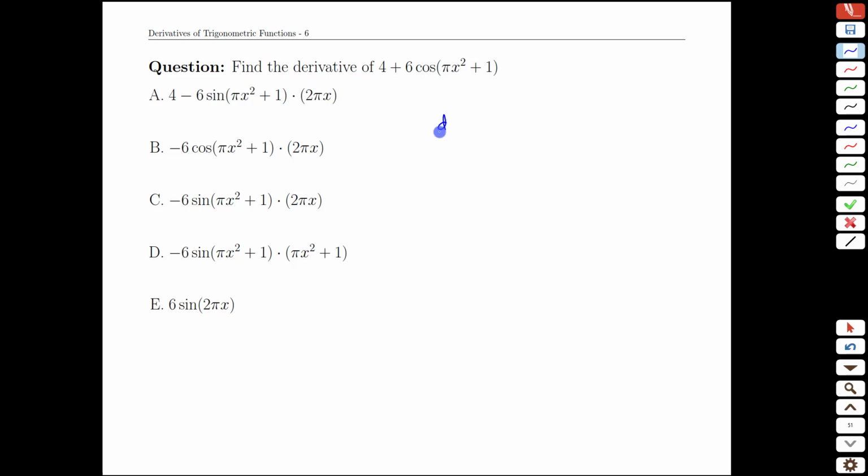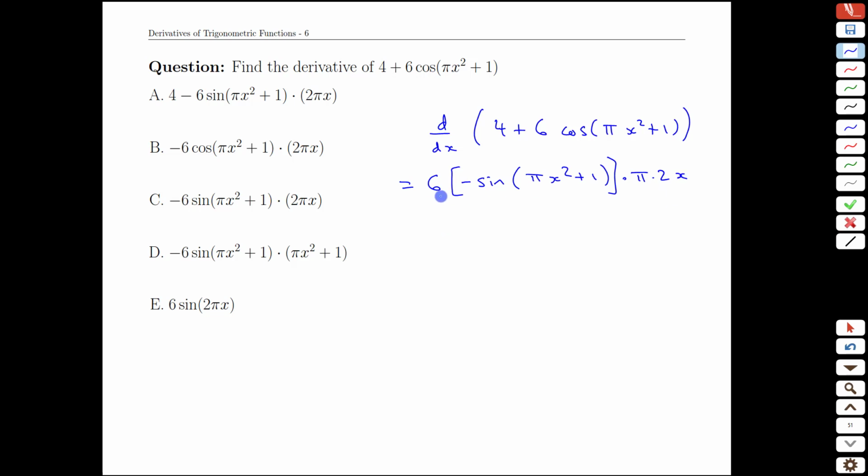All right, the derivative of 4 plus 6 cosine of pi x squared plus 1 is going to be, derivative of a constant by itself is 0. The 6 is a multiplier, so it stays around. The derivative of cos anything from the chain rule is going to be negative sine of the same thing. And then we take the derivative of the inside and multiply by that. So we're going to have pi times 2x.